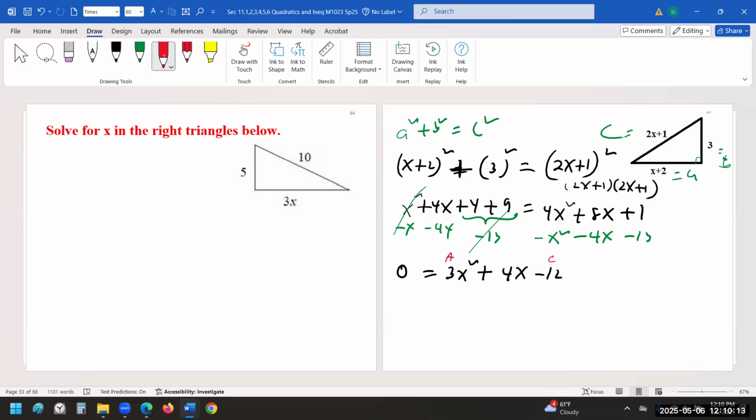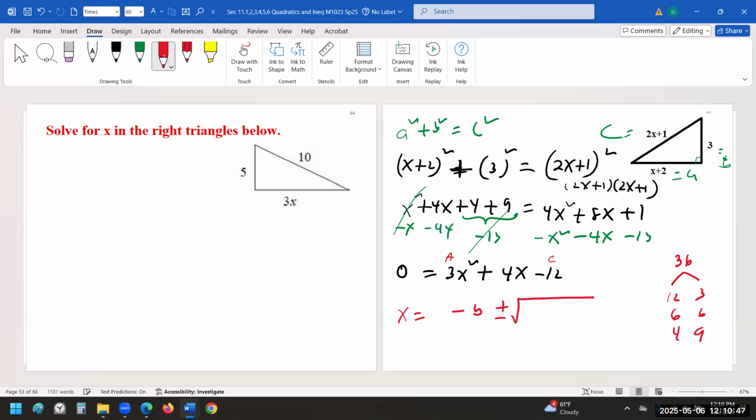So we have 3 and 12, 3 times 12 is 36. Can you think of two numbers multiplied to 36 combined to 4? Let's see. 12 and 3 doesn't give us, 6 and 6 doesn't give us, 4 and 9 doesn't give us. Anything else? It's not factorable. That means quadratic formula.